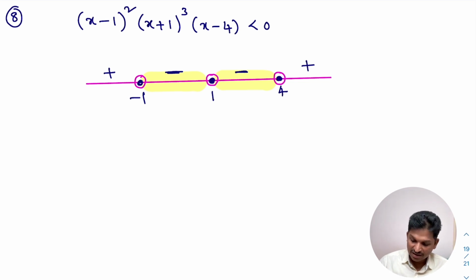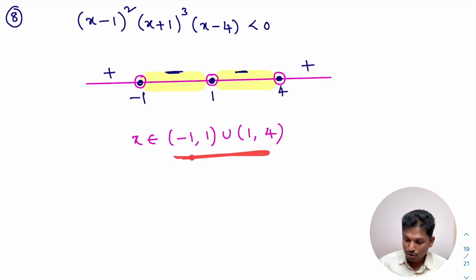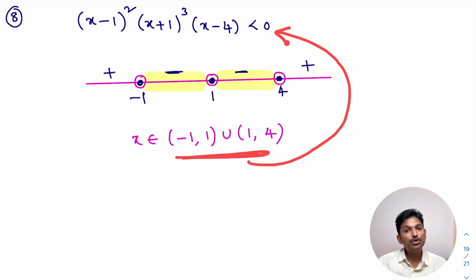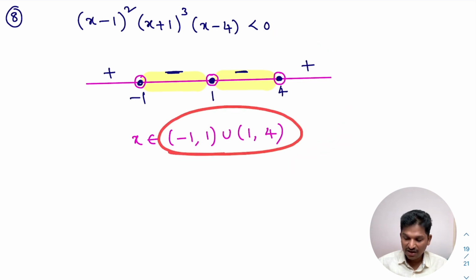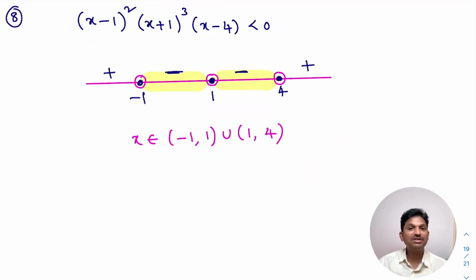So what you will get here is x in the open interval minus 1 to 1 union 1 to 4. This is the solution of this inequality. If you take any x value in this interval and substitute in this, 100% it satisfies. These inequality problems are easy actually, but we use them very frequently, especially in relations and functions. Whenever inequalities come up, this wavy curve method is very useful, right? We'll move to the next one.